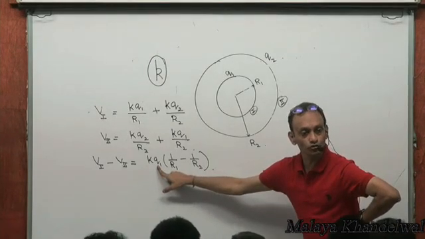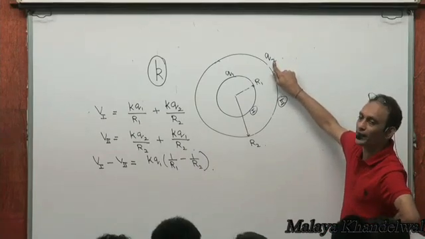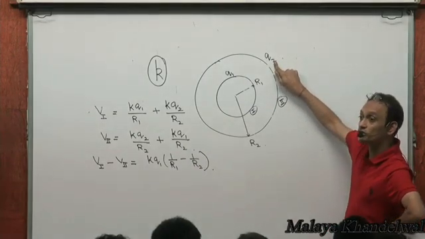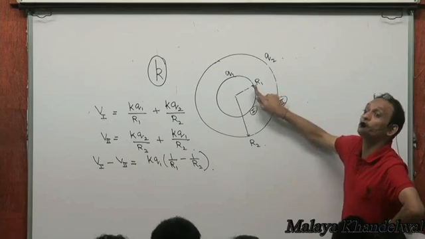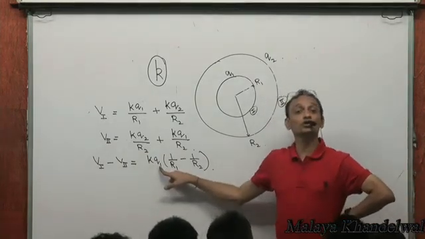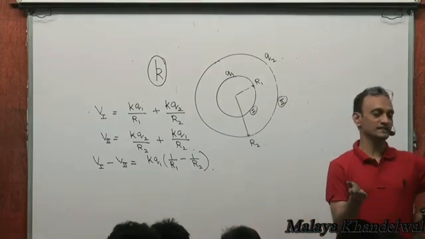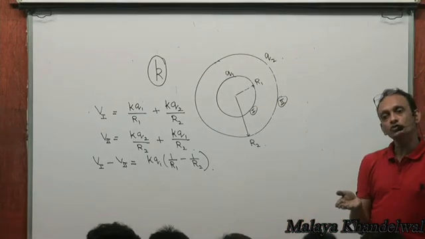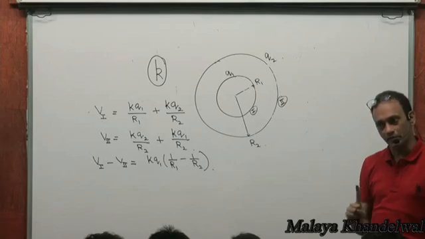It's independent of q2. So if you change q2 to q2 prime, the potential of this will change, the potential of this will change, but the potential difference will remain the same, and it's going to be dependent only on the charge on the inner surface. Yes or no? This is an important result to remember.